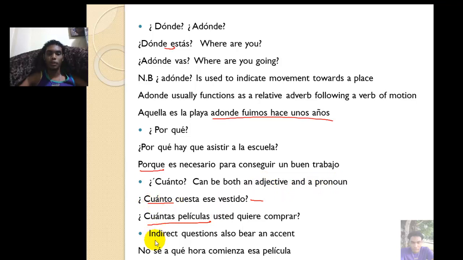Indirect questions also have an accent. No sé a qué hora comienza esa película. I don't know what time this movie is starting. Right?